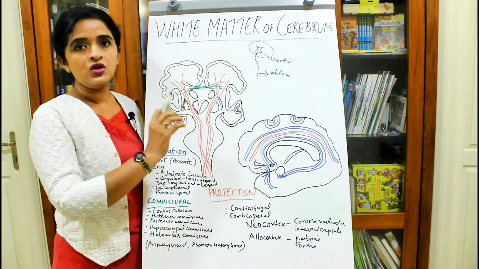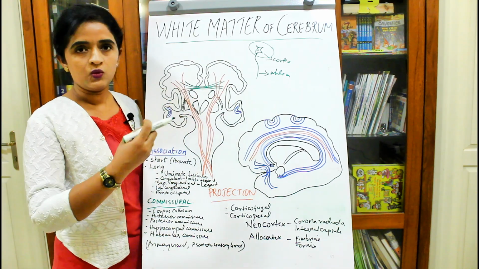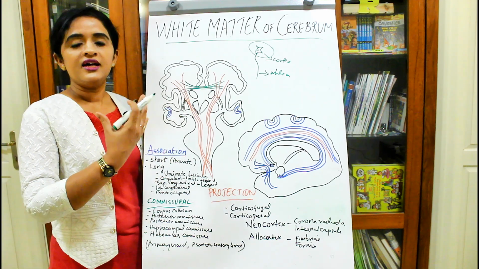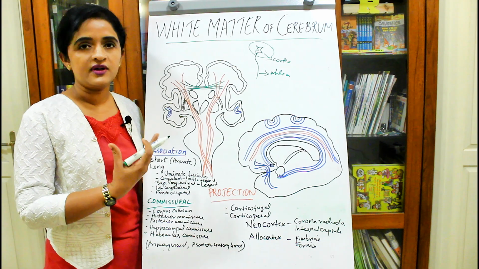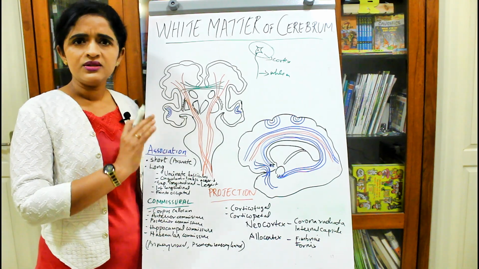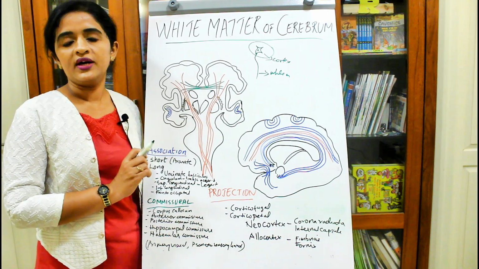and in the cortical region you have the cell bodies of the neurons confined, and the white matter is actually the main bulk of the cerebral hemisphere, and that is actually made up of nerve fibers and the neuroglial cells.